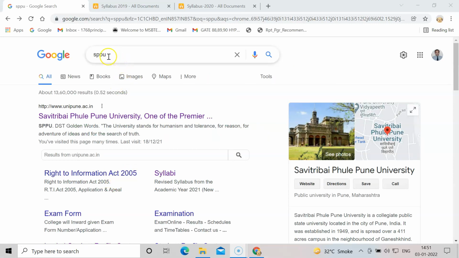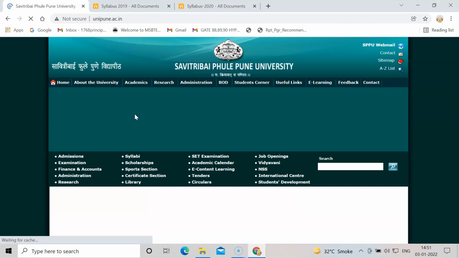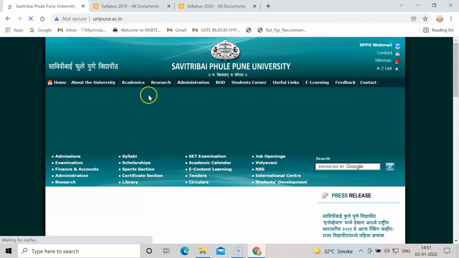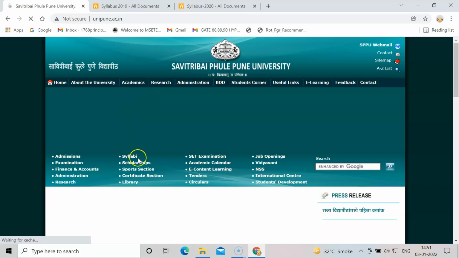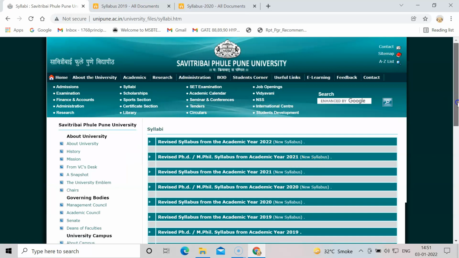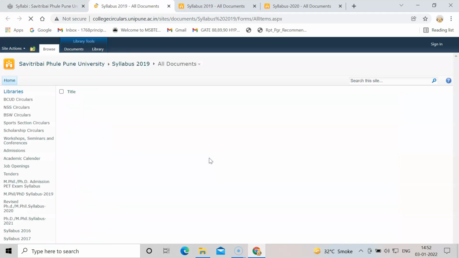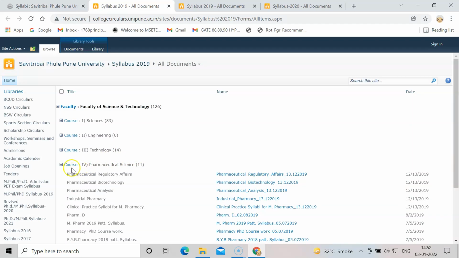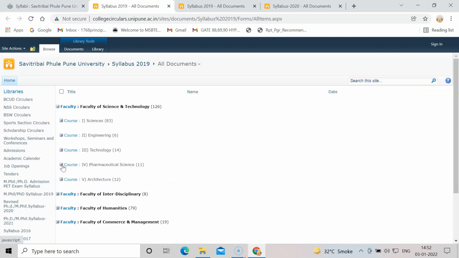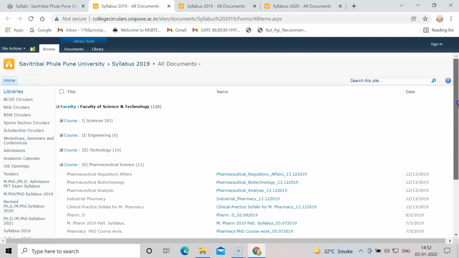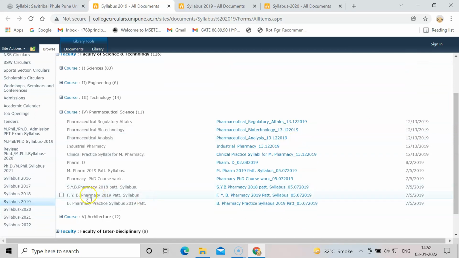Come to Google, type SPPU Pune or just type SPPU, and the first website you will see is Savitribai Phule Pune University. In the main dashboard page you can see a tab for syllabi. Click on it. Once you click on it, for the B Pharma syllabus you have to go to the revised syllabus for academic year 2019. Click on it. Then click on pharmaceutical sciences, this plus sign, and here you can see the first year B Pharm syllabus 2019 pattern.